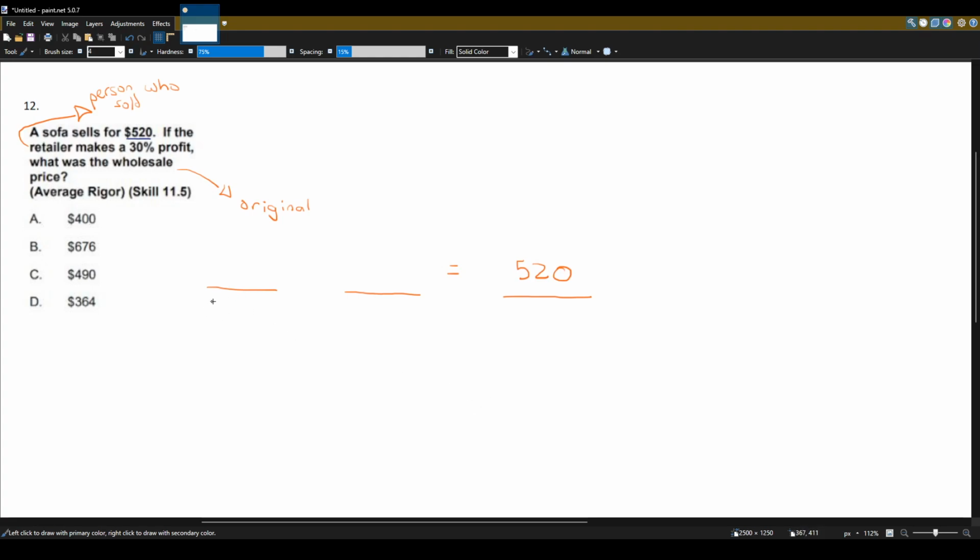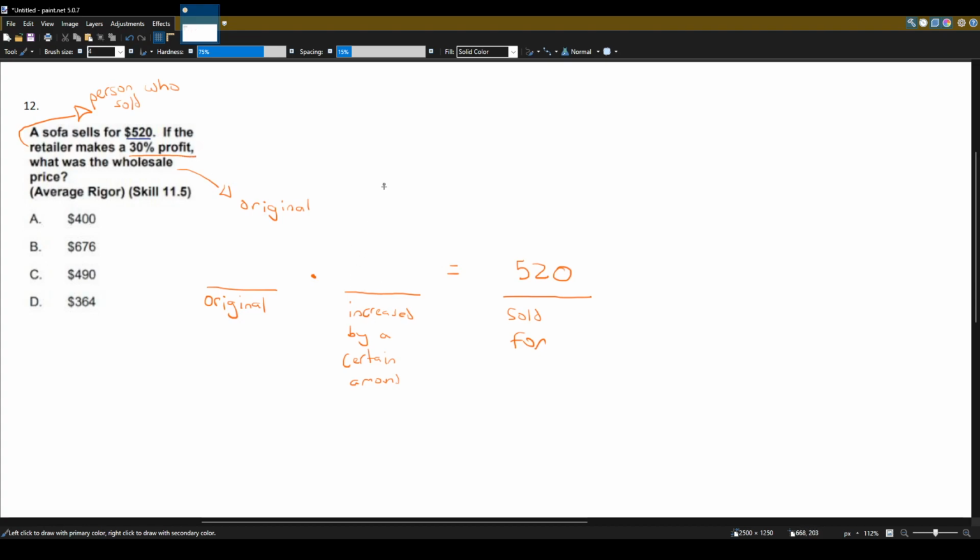So they took the original and then they increased it by a certain amount. And then they got the price they sold for. So what do we know? We know how much it sold for, and we know how much they increased it by, because they made a 30% profit.